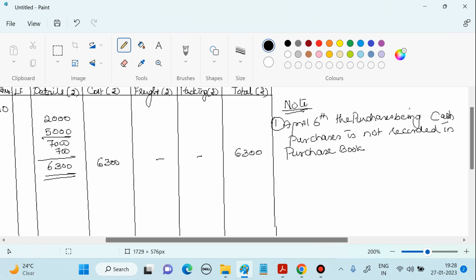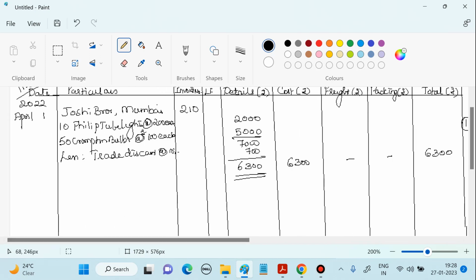Then for April 10th, again this is a purchase of goods from Rajesh Electric Store. So on 10th, we are going to write the name Rajesh Electric Store. What is purchased? Invoice number is 1825 heaters at the rate of 800 each, 10% trade discount. And then 15 Crompton fans at 1600, 10%. So we'll apply the 10% once.